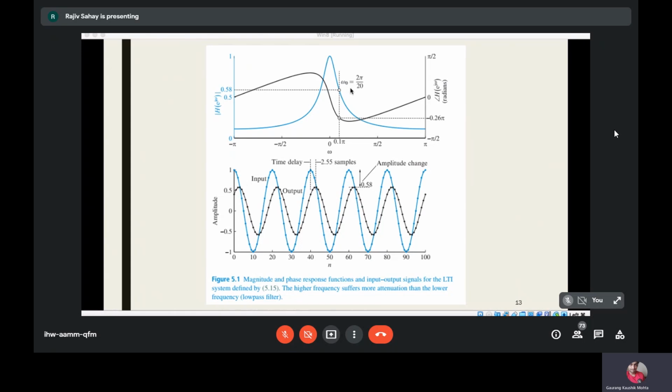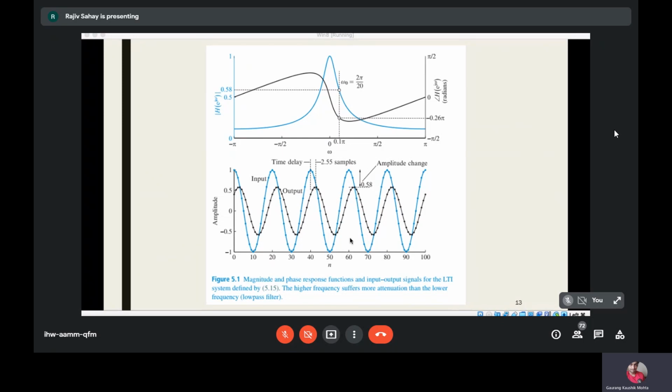So at a particular frequency, omega naught equal to 2 pi by 20 radians per sample, you can see that the magnitude response has a value 0.58. This is a normalized magnitude response, so the maximum value of the gain is 1. At this particular frequency, the gain is 0.58. So you fed a sinusoid into the system. The input sinusoid is shown here. It has magnitude 1 in blue.